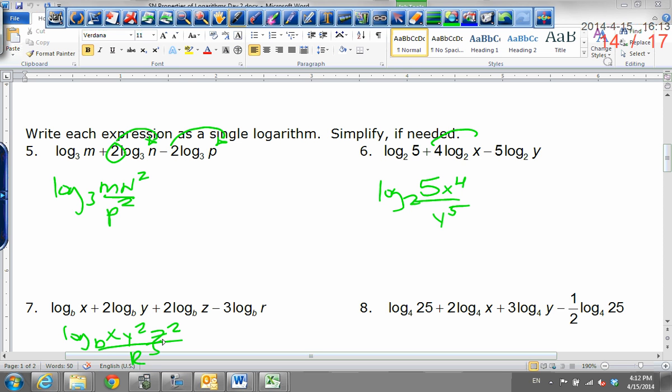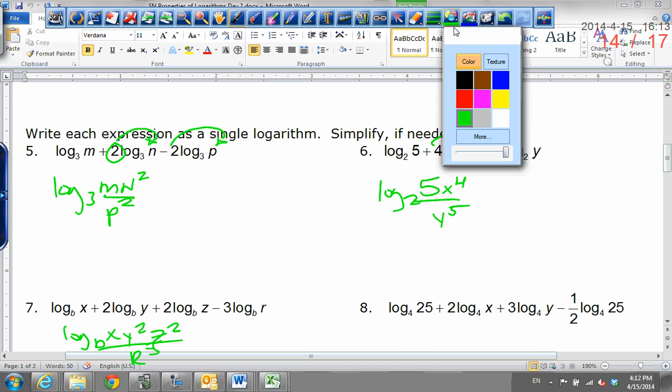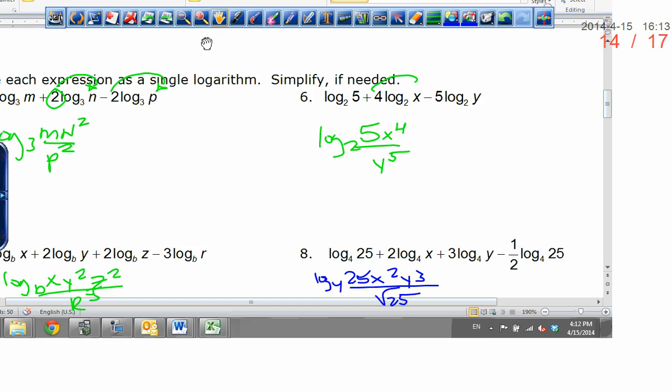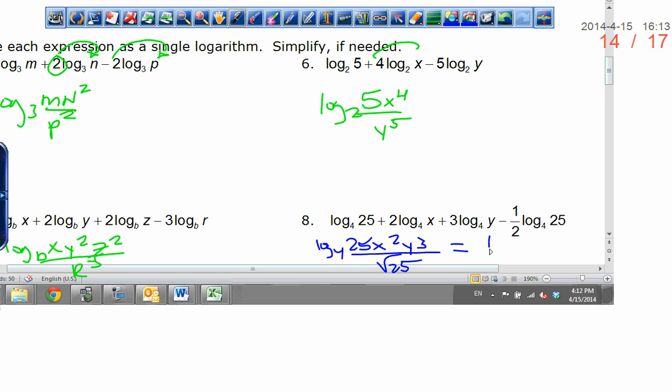These go a lot faster because we're not having to write log 17 times. And the last one, we got log base 4 of 25x squared y cubed all over the square root of 25. That's what 1/2 power means. But wait, there's more. We could find the square root of 25. So we got that, and then we can reduce 25 over 5. So our final answer is 5x squared y cubed.